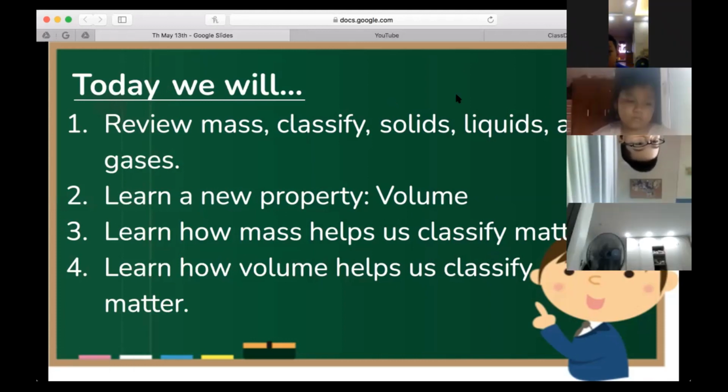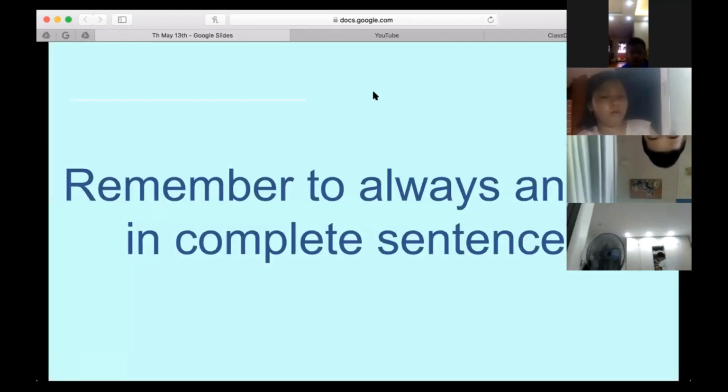And the last one about volume. Let's have Taylor start with today we will and read number 4. Today we will learn how volume helps us classify matter. Very good. So just like mass can help us group things, heavy, medium, light, we can also classify things by volume. So starting with number 1. Oh, and of course, remember to always answer in complete sentences.